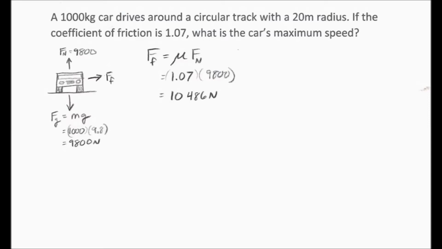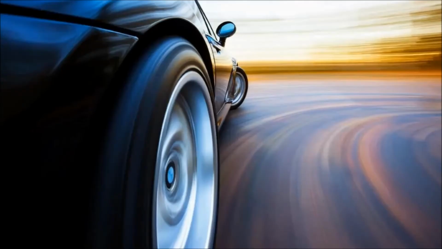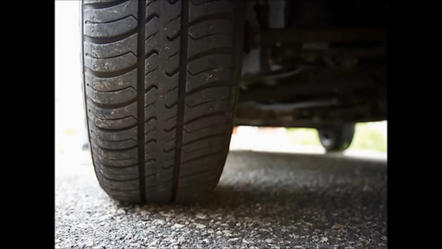Now, question: is this static friction or kinetic friction? Well, the car is moving, but technically the tires are not sliding across the road. The tires are gripping the road, and as the wheel turns, as the car moves across the road, it is always maintaining that static friction. It is not sliding. So this would be a static coefficient, although there's only one given in the question, so that's the one we're using.